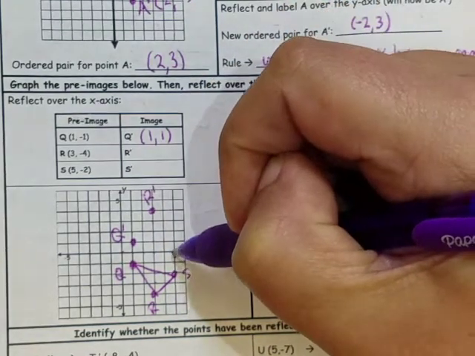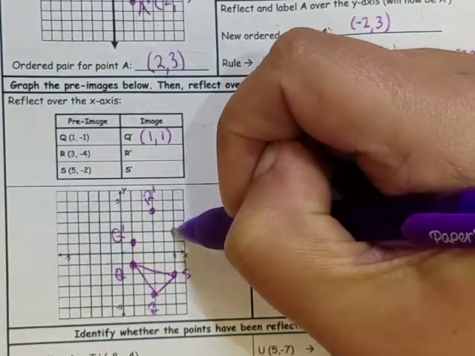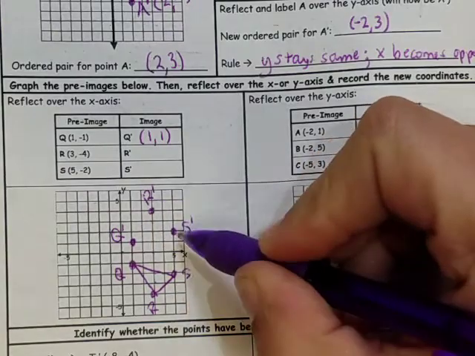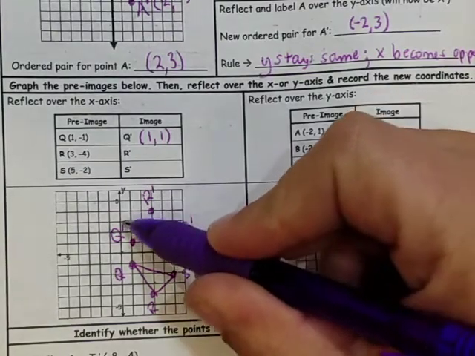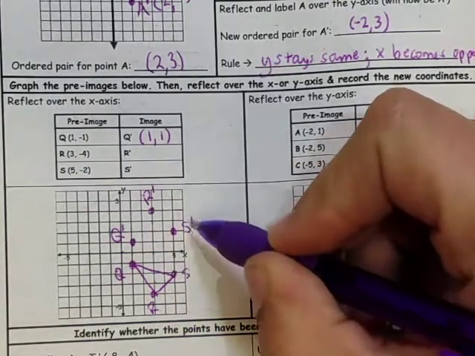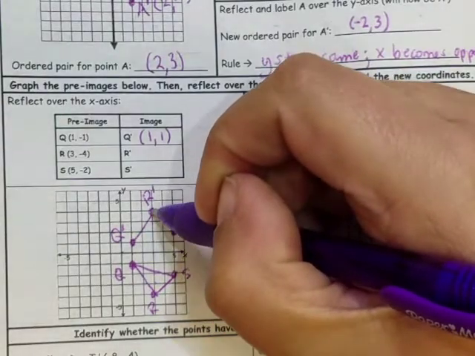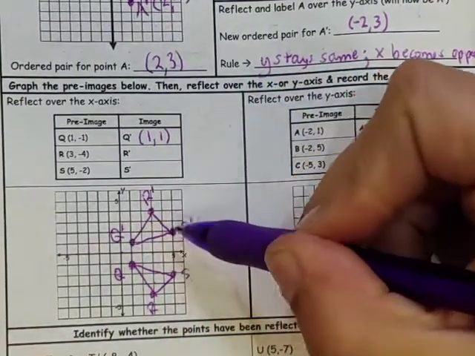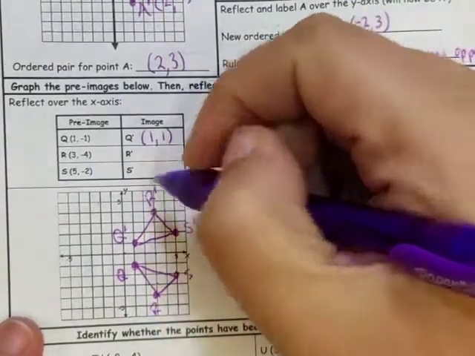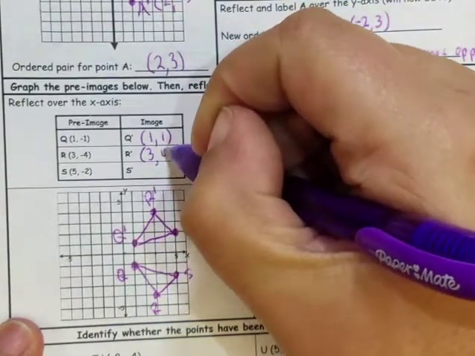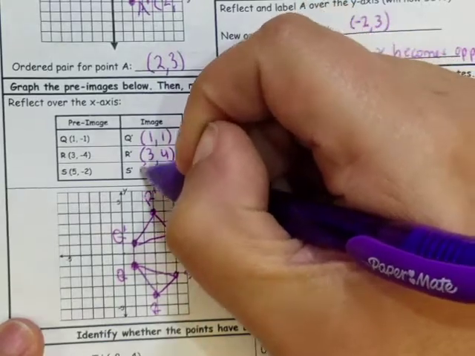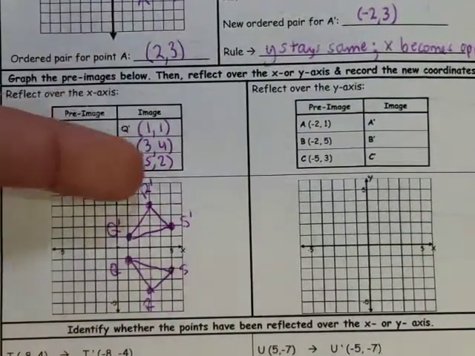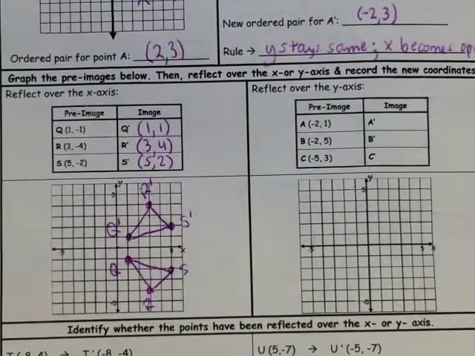And then S is going to be at 5, positive 2. And don't forget to indicate that it's the new image, you have to put the little apostrophe next to the letter. So there's my new triangle, Q prime, R prime, S prime. And then we can fill in the values here. So notice how it's a mirror image and it's just flipped right on over.